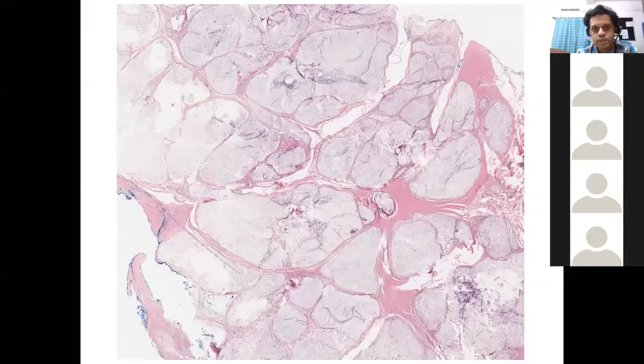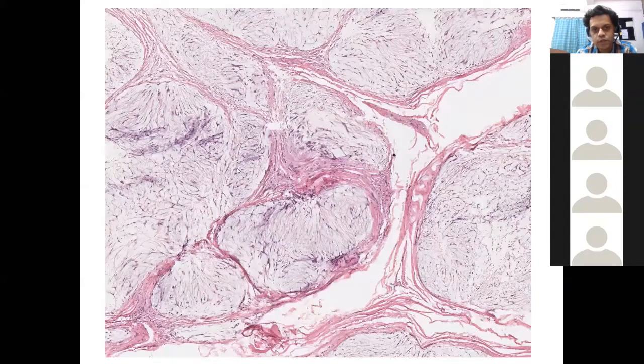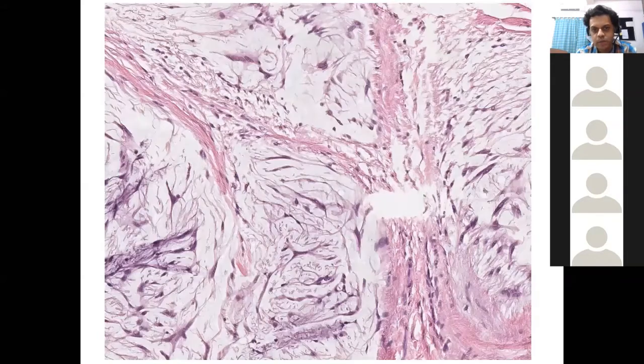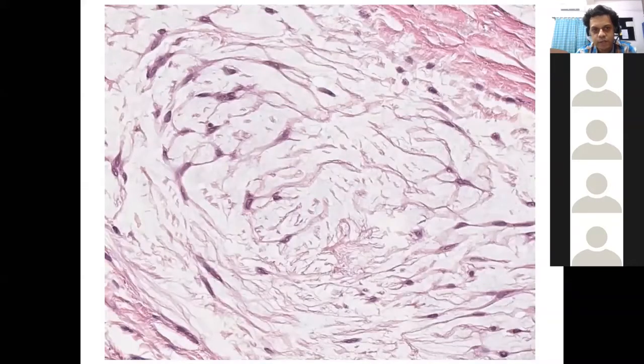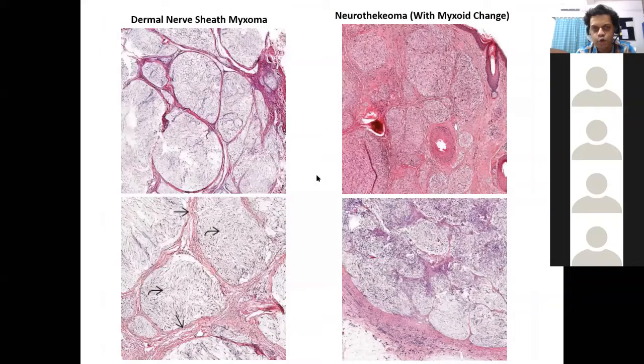So this is the characteristic appearance, and then you see within these plexiform nodules, within these lobules, that there's a population of cells which are very bland, which are very innocuous within that myxoid background. They look spindled, but at the same time, they also have a stellate kind of cell population. Both the cell types can be seen actually, the spindle to stellate, but they're bland, they're innocuous. The important thing is that there is a differential diagnosis for this. These are called dermal nerve sheath myxomas, and those things that come in the differentials are known as neurothekeomas. If you remember, we have already covered that in the fibrohistiocytic tumor category, neurothekeomas.